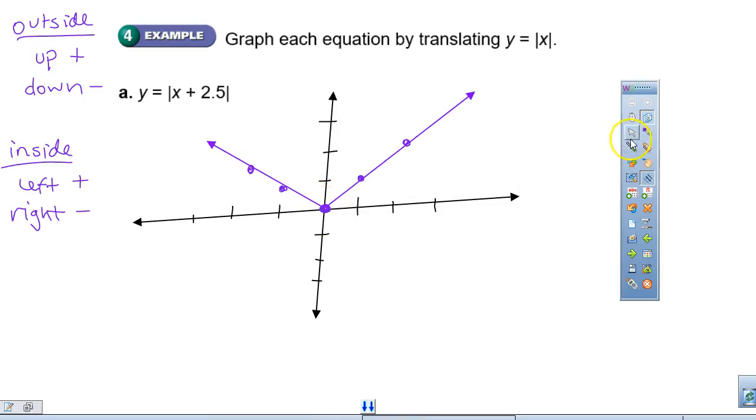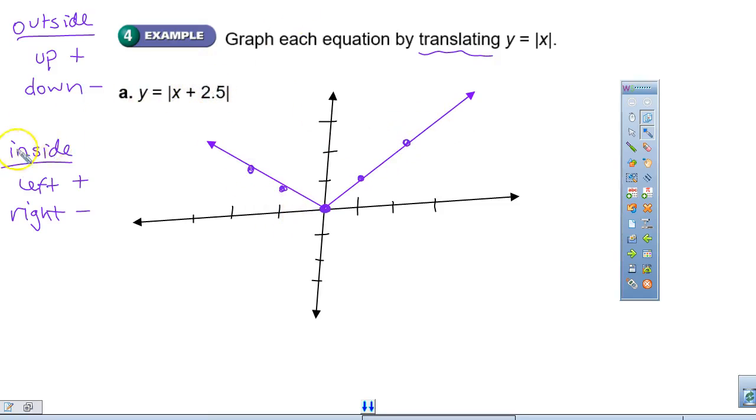Yes. It depends. If the directions say graph by translating y equals the absolute value of x, then you do need to start with the parent function. If it just says to graph, then you don't. So this is my parent function. I have the absolute value of x plus 2.5.